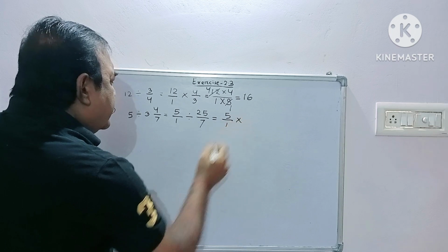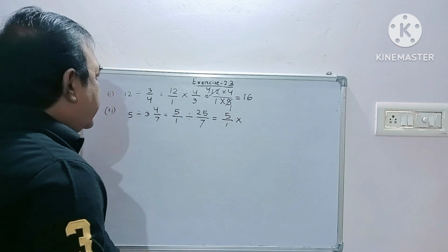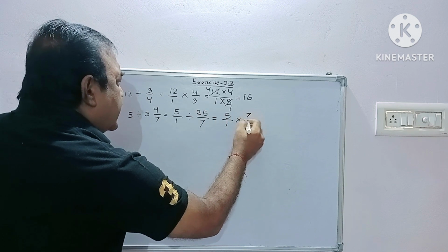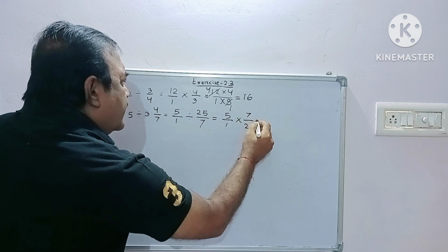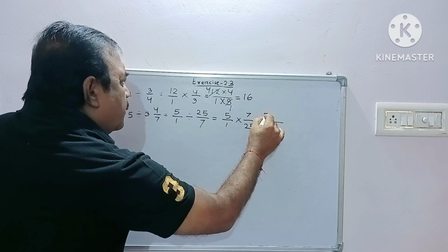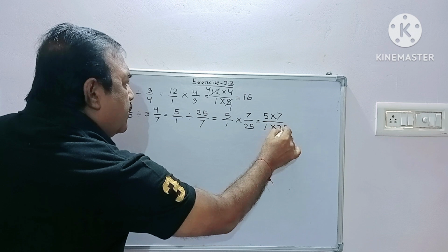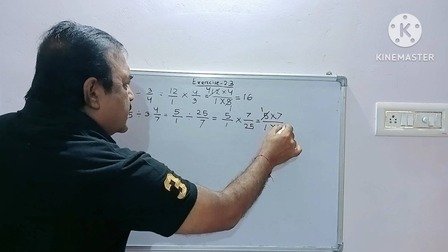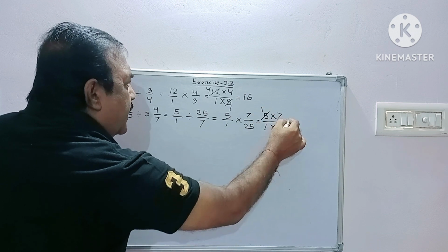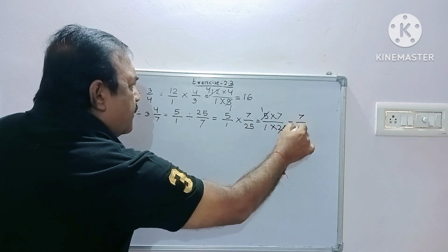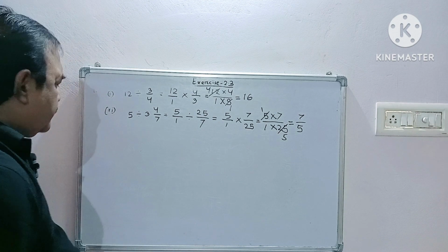You change the sign into the sign of multiplication. Then you take the reciprocal of 25 upon 7, that is 7 upon 25. That is equal to numerator into numerator divided by denominator into denominator. 5 ones are 5, 5 fives are 25. So that is equal to 1 into 7, 7 upon 5. So this is the answer.